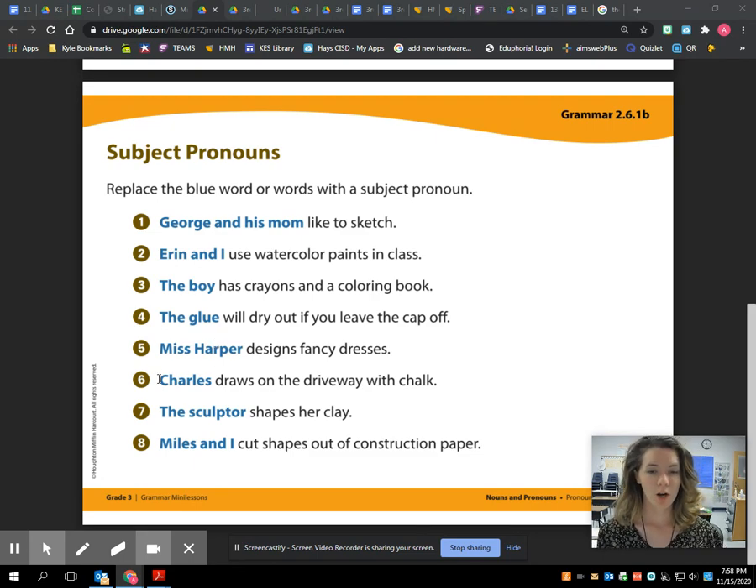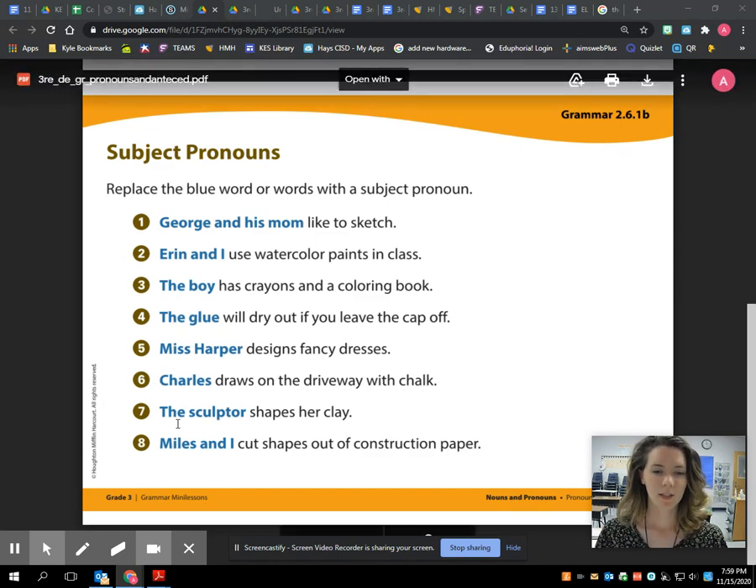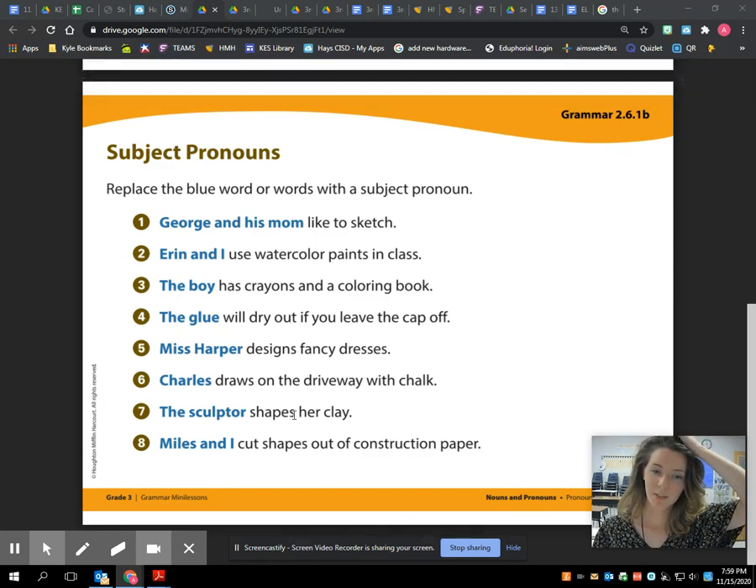Number 6, Charles draws on the driveway with chalk. Who draws on the driveway? Charles does. That's just one person. We need a singular subject pronoun, and we could replace Charles with he. He draws on the driveway with chalk. Number 7, the sculptor shapes her clay. So in this one, we know that this is a female who we're talking about because it says her clay. So we could replace the sculptor with she. The sculptor shapes her clay. She shapes her clay.